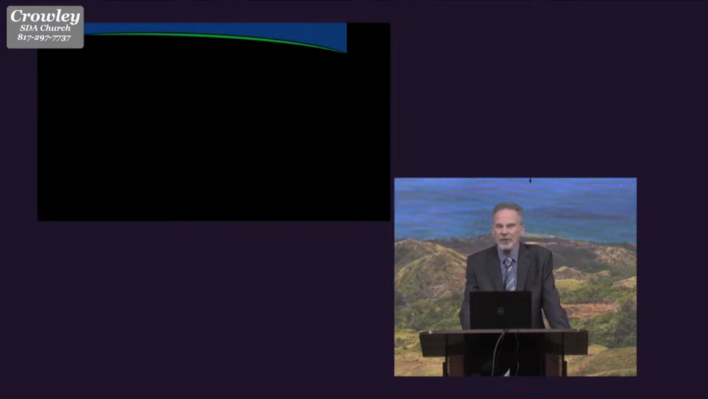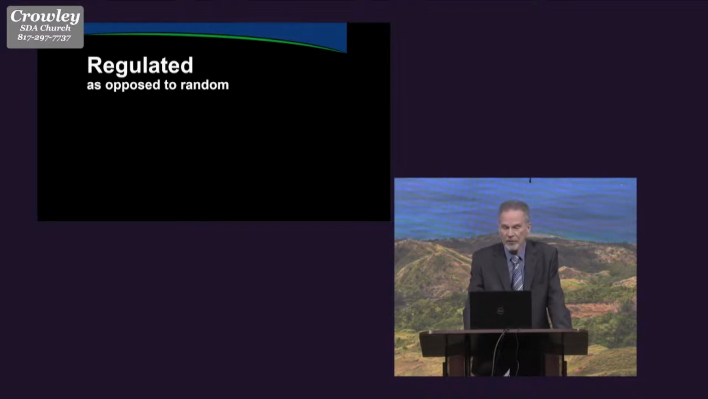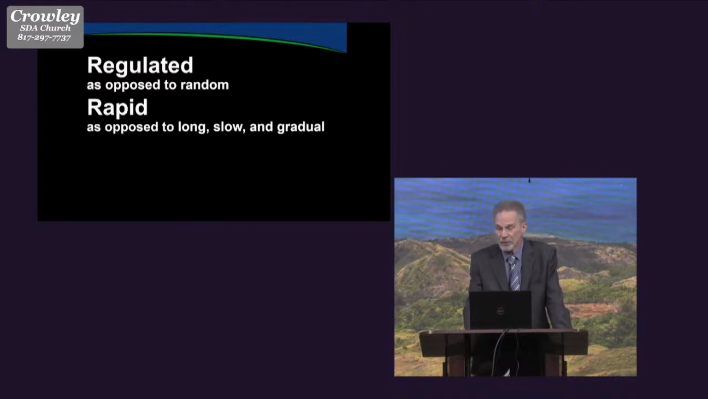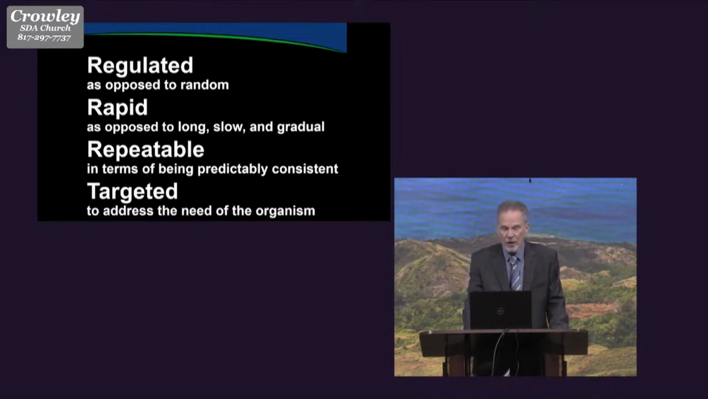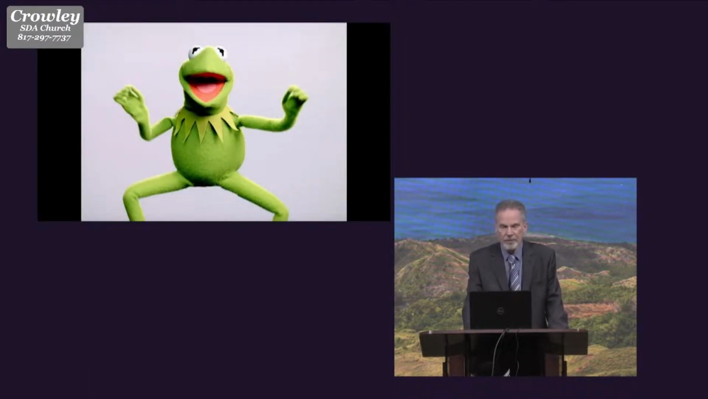And there's a few more points to consider. These changes, like I mentioned with the fish, they are regulated as opposed to random. They are rapid as opposed to long, slow, gradual processes. They are repeatable in terms of being predictably consistent. It happens again and again and again. And these changes are targeted to address the needs of the organism. So, with that in mind, let's begin by looking at frogs.